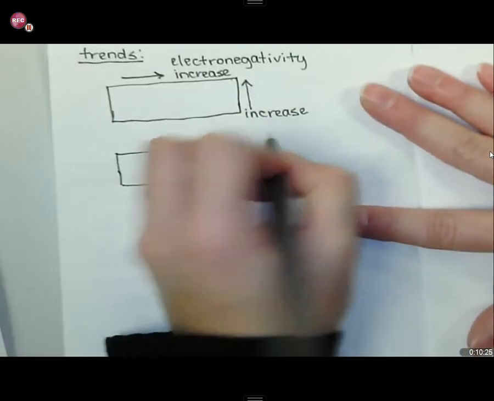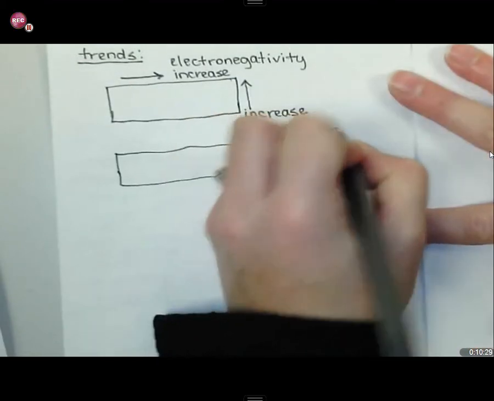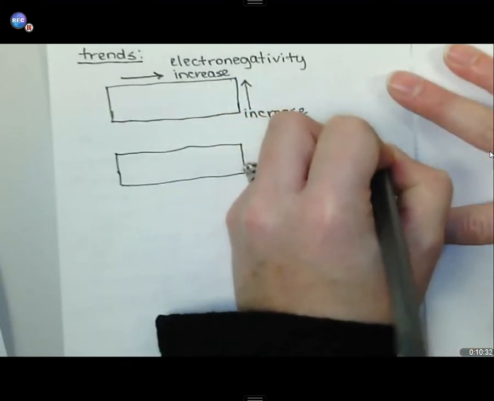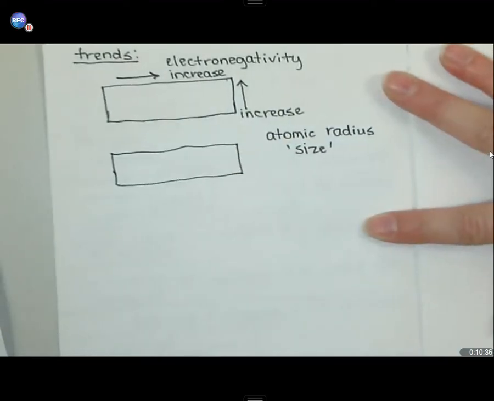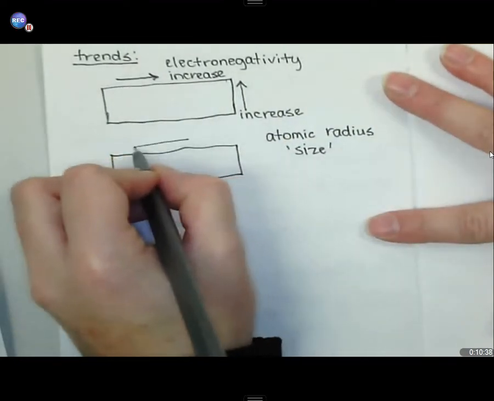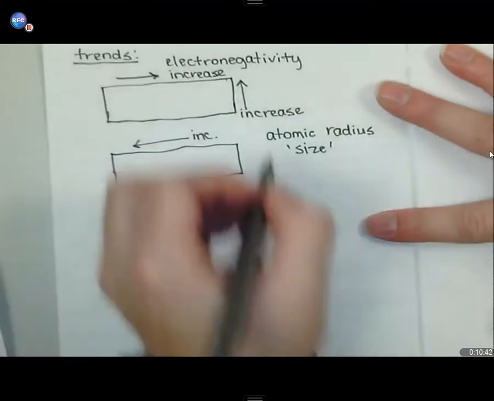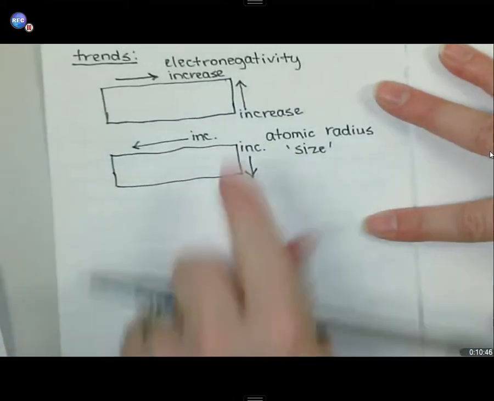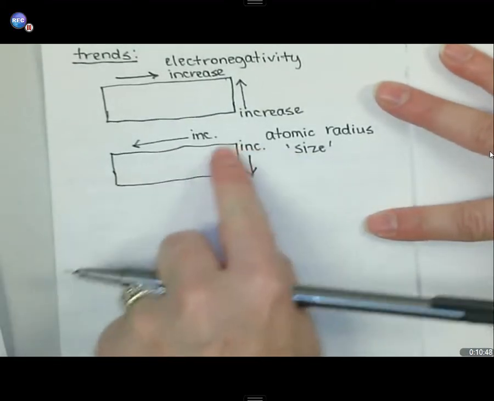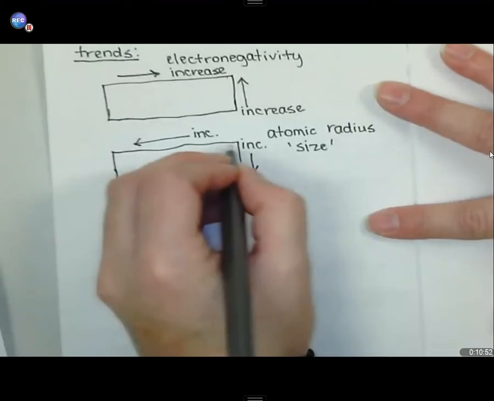This is going to be the atomic radii or radius, which is going to be the size. And it is going to increase going this way. I'm going to put INC for increase, and it's going to increase going this way. So if you go this way, it gets way bigger. So this far corner, super large. This corner, small.